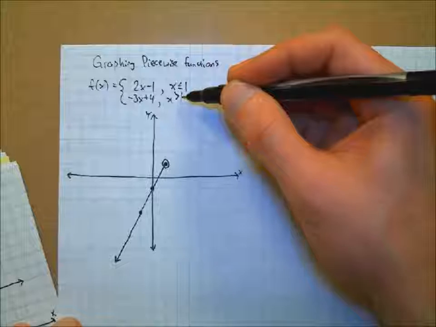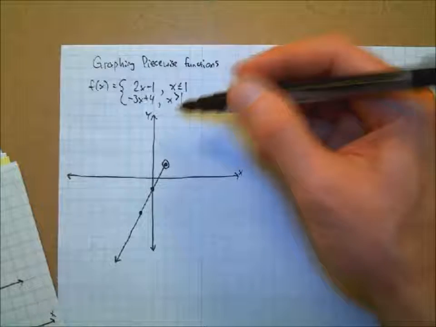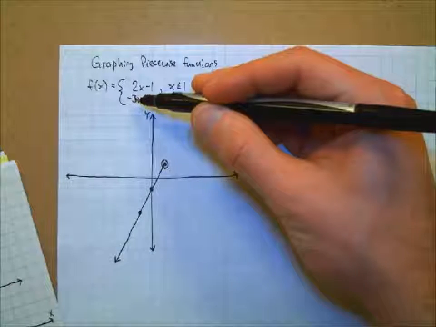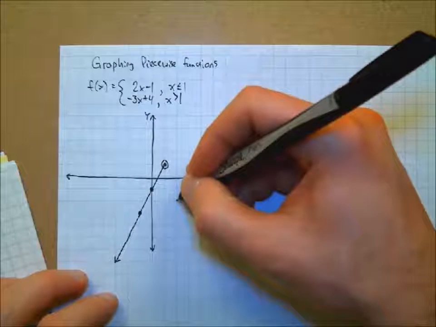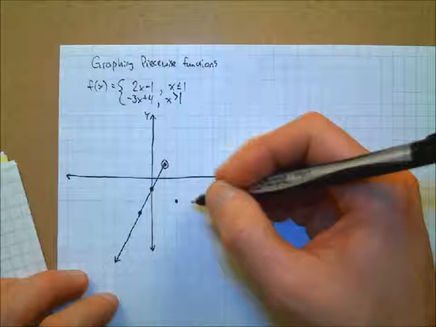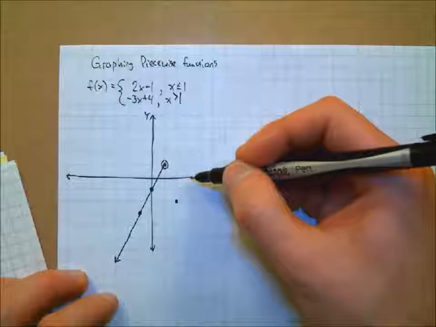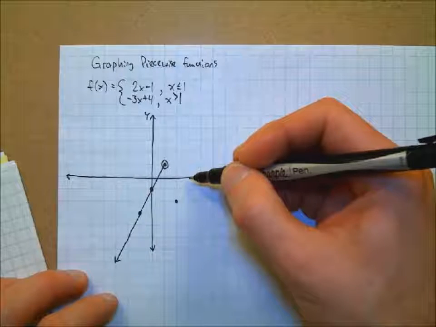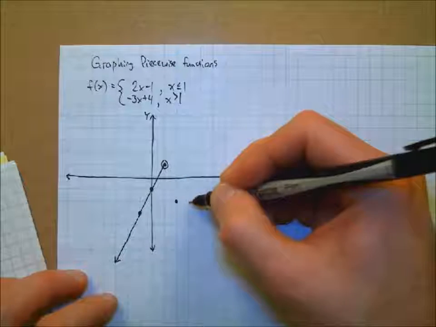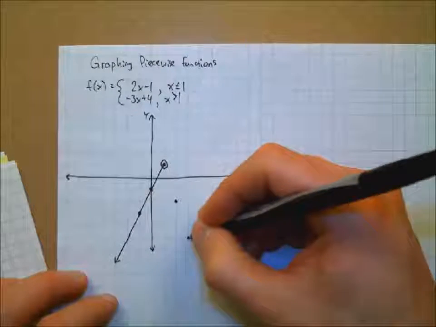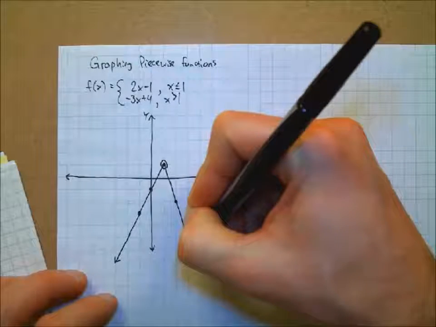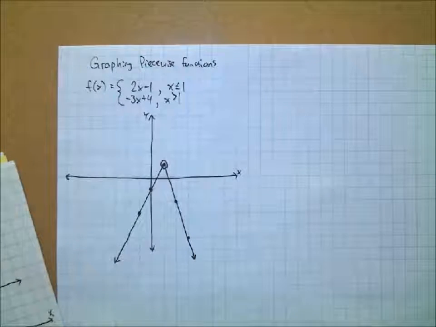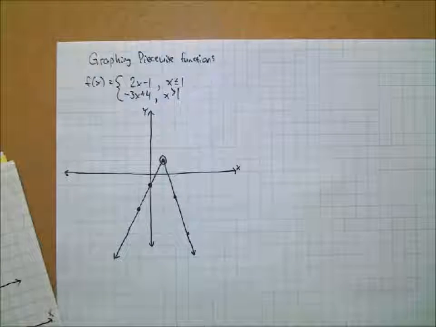2, right? Because we need something bigger than 1, so 2 would be great. So 2 times negative 3, negative 6, plus 4, negative 2. So 2, negative 2. Okay, and then we can do another one here. Let's plug in 3. 3 times negative 3 is negative 9, plus 4 is negative 5. So 1, 2, 3, 4, 5. And there's our point. Something like that. Not a very exciting piecewise function, but there it is.